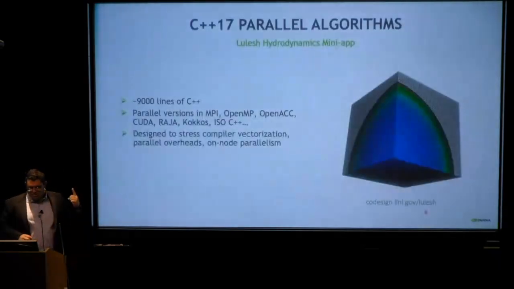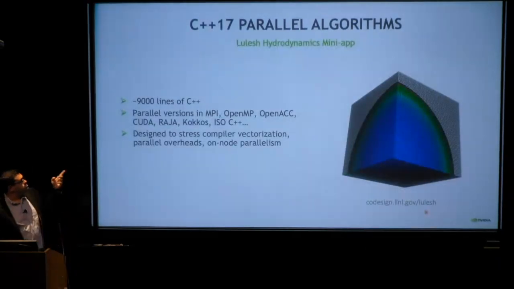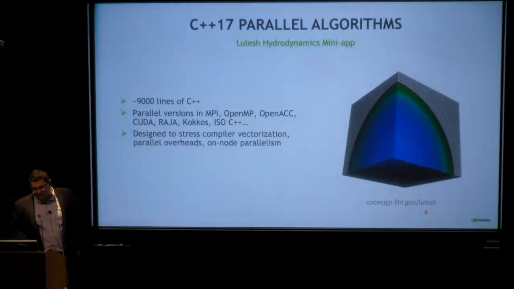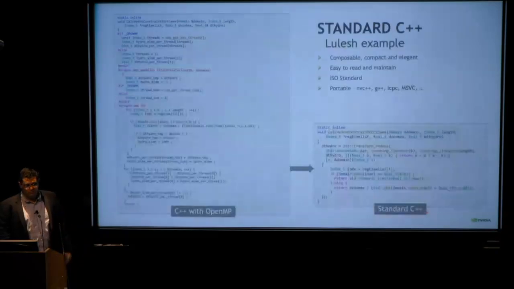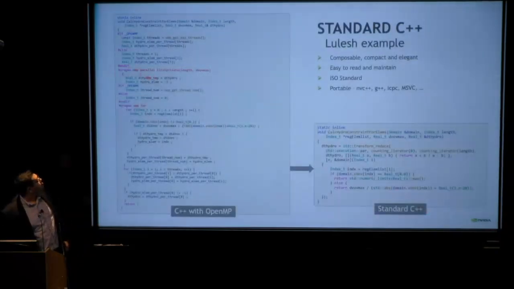So let's look at one particular application here. LULESH is a hydrodynamics code. It's written in 9,000 lines of C++. It's designed to stress compiler vectorization, parallel overheads, and on-node parallelism. And so let's just look at what that code porting would look like. It's a little bit hard to see, but we see that this code was originally written with these OpenMP directives here.